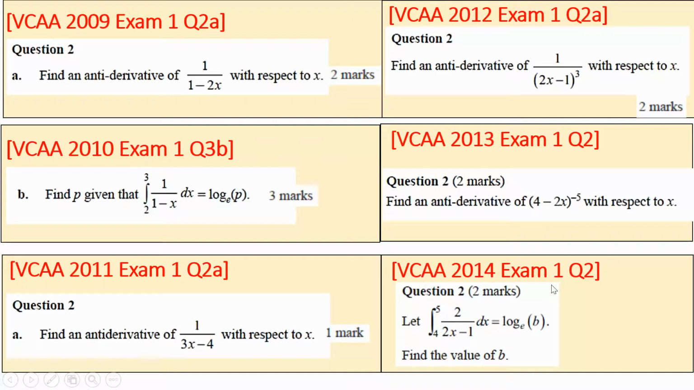This is your 2009 to 2014, and it's exactly the same questions over and over. And I want you to analyze each one. You see, it's the same one over and over, and it's 2 marks, 2 marks, 2 marks, except for one of them was 3 marks, because it has a definite integral. But if you have a look, 1 minus 2x, what was tricky? Again, same thing, -2. It's a log one, because it's the power of -1.